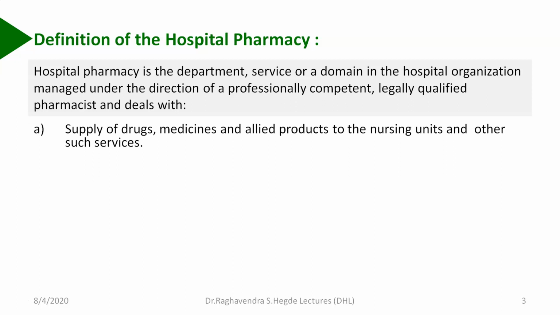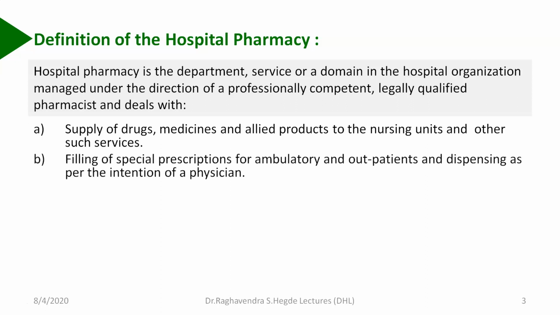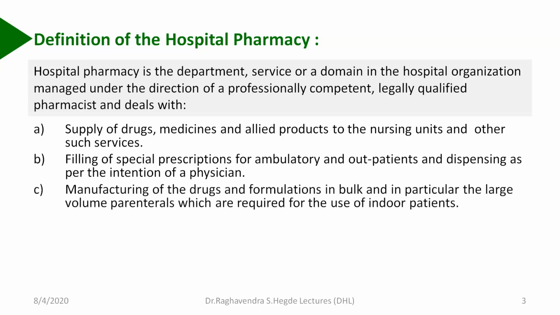Having defined what is hospital pharmacy, now hospital pharmacy deals with many things. One, the supply of drugs, medicines and allied products to the nursing units and other services whenever required. Two, filling of special prescriptions for ambulatory and outpatients and dispensing as per the intention of the physician, as per the need or requirement of the physician. Third, manufacturing of drugs and formulations in bulk, in particular the large volume parenterals which are required for the use of indoor patients.